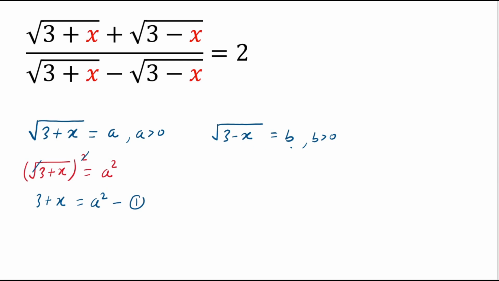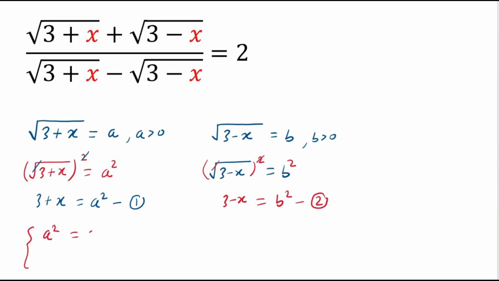Now if we square both sides of √(3−x) = b, the square root is cancelled out by the square, then 3 − x = b². Let us consider this equation number second. So equation number first is a² = 3 + x, and equation number second is b² = 3 − x.